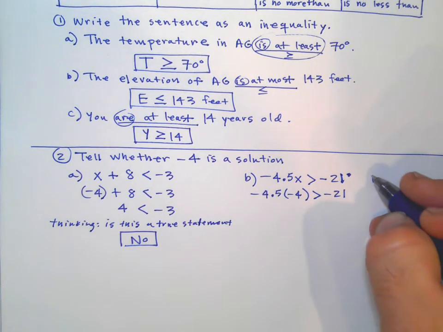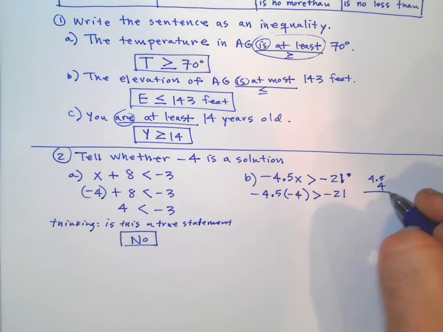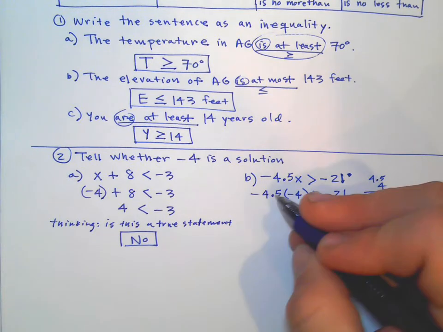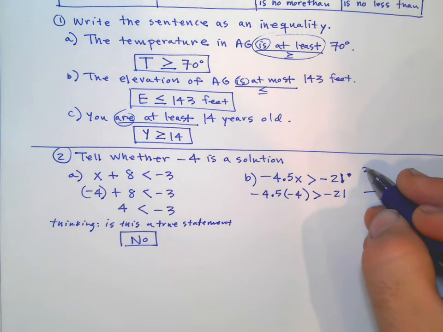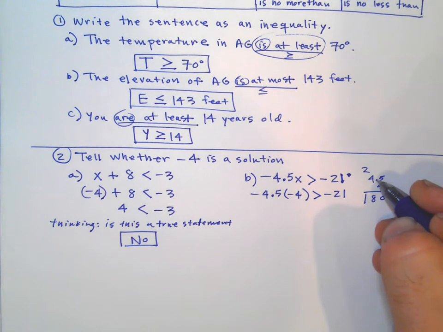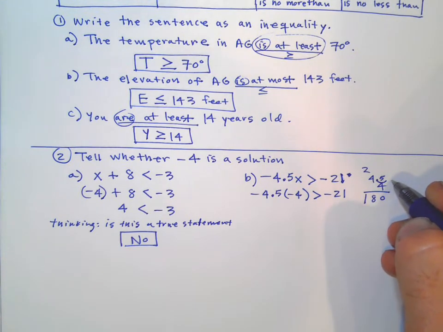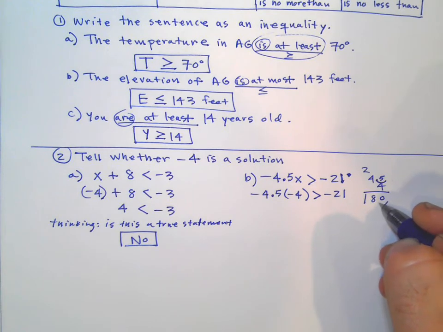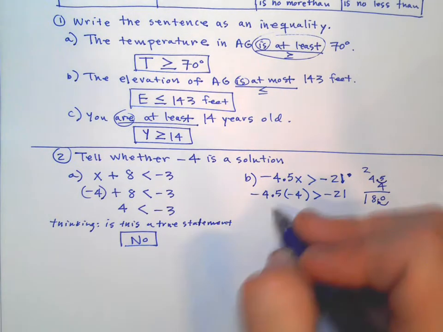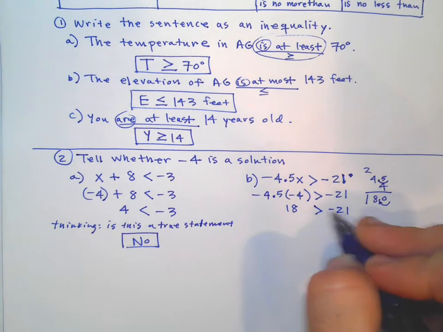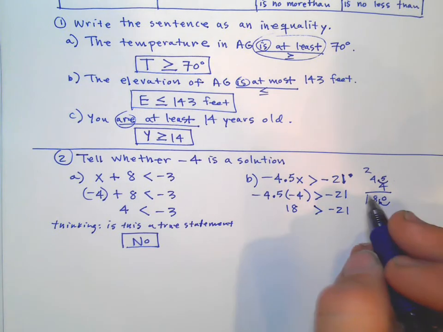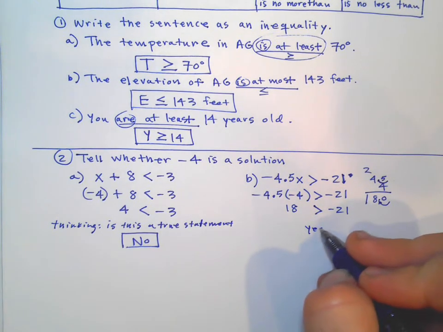Now, I don't know how comfortable you guys feel doing 4 times 4.5 in your head, but I like to multiply decimals vertically. 4 times 5 is 20, carry the 2. 4 times 4 is 16, add the 2 is 18. However many decimal places it takes to go all the way to the right. Both of these, I come all the way back from the left. So it's going to be 18.0, 18, greater than negative 21. Is 18 greater than negative 21?